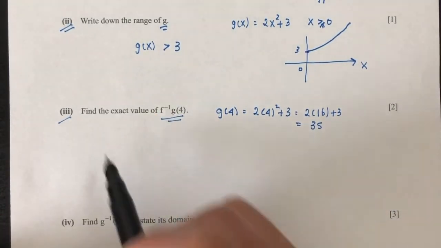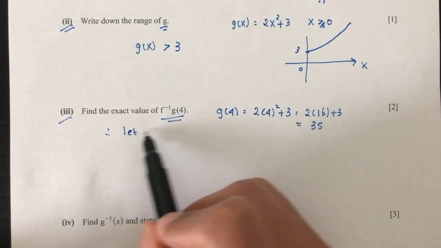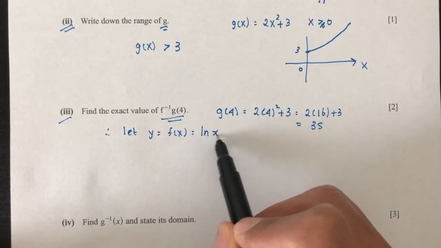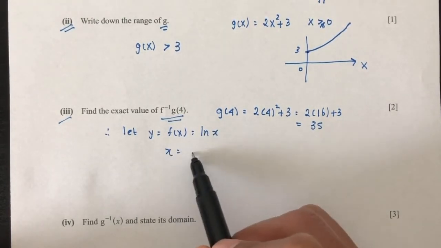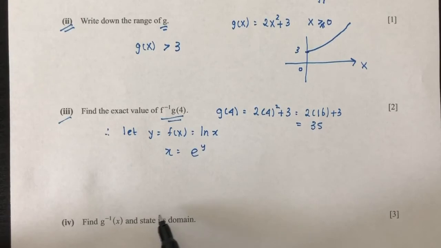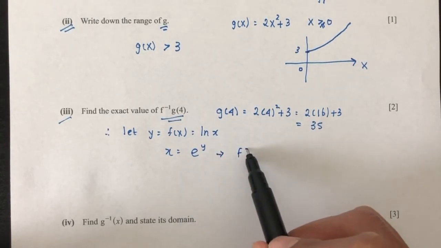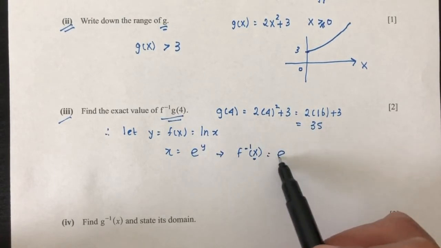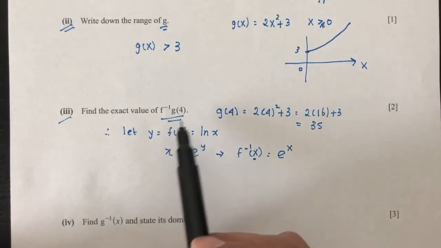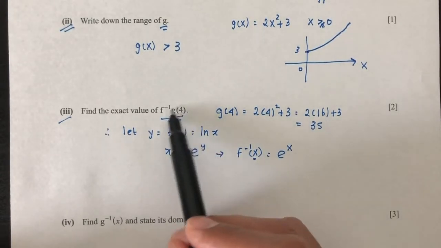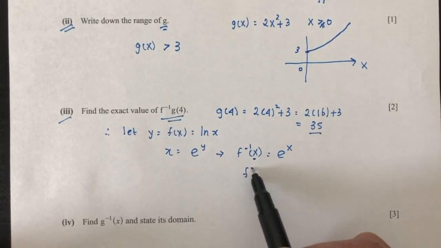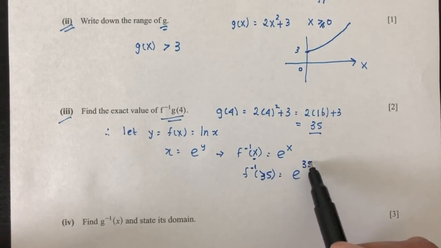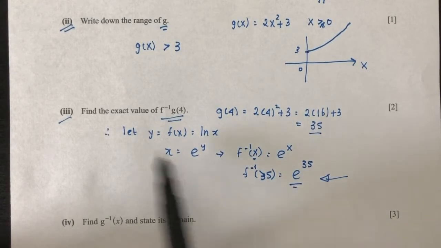Now let's find f inverse. What we always do is let y equal f of x, which is ln of x. So x will be e to the power y. Now the function is in terms of y, so we change y to x, giving e to the power x. Now g of 4 is 35, so replace 35 in here, that will be e to the power 35. So this will be your exact value of this function.